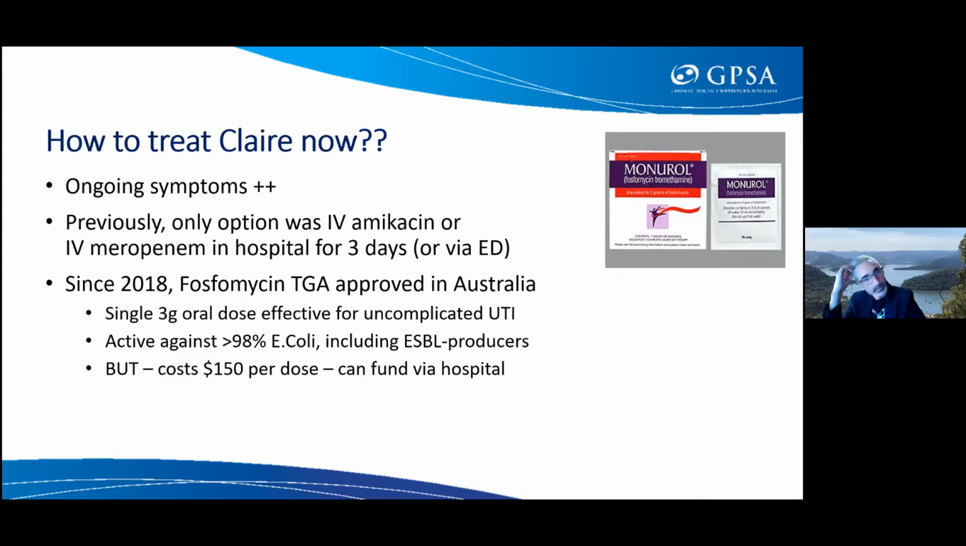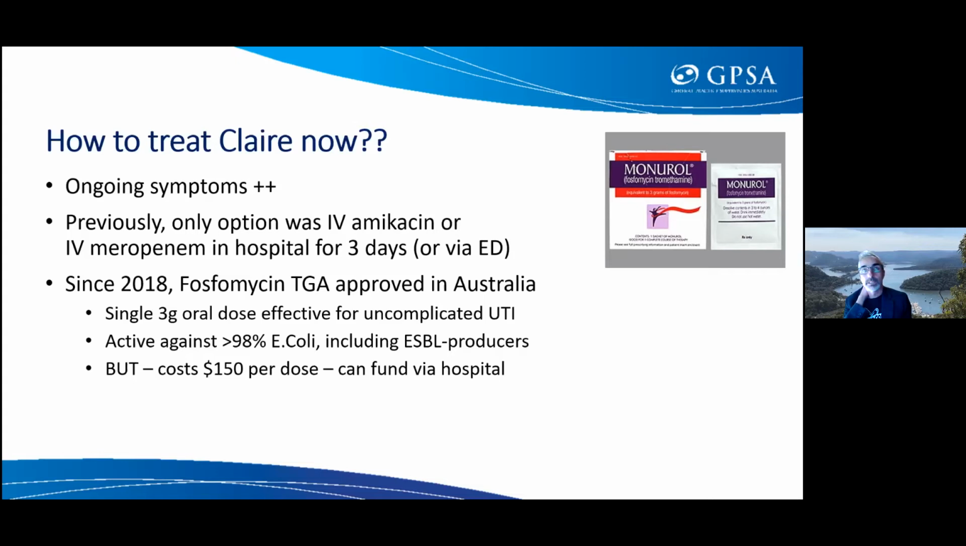There is an oral option that's now available that's not that widely known about, called fosfomycin. It was TGA approved in Australia about 3-4 years ago. It's been used in Europe for decades. A single 3-gram dose is quite effective for cystitis, including these highly resistant ones. The problem is it's about $150 for a single dose.